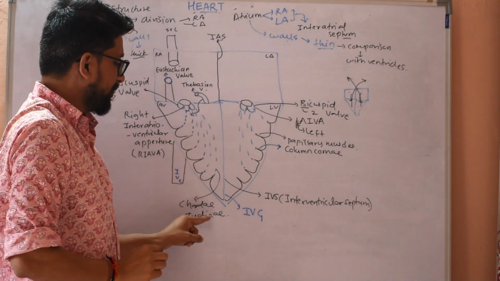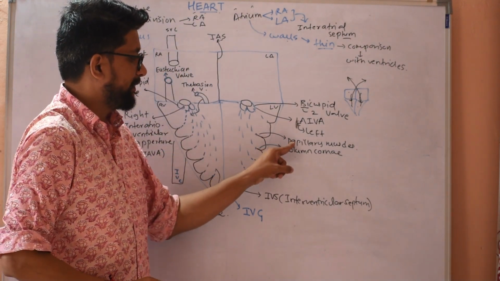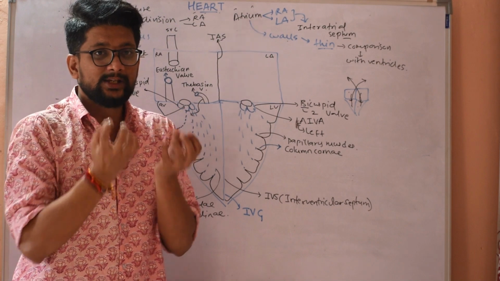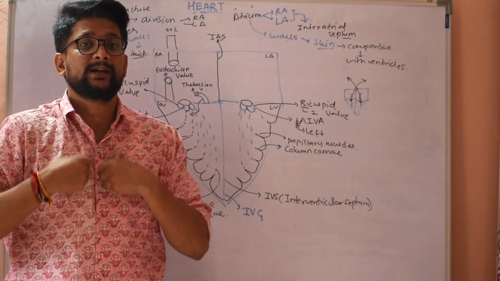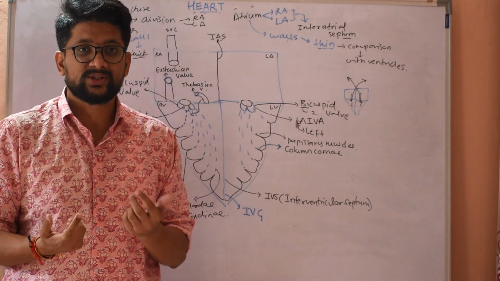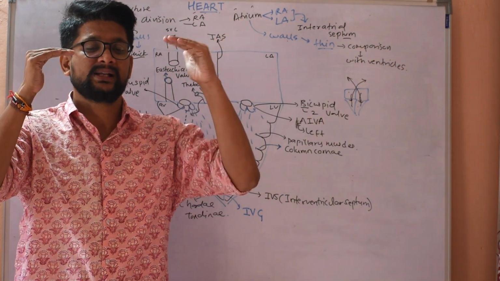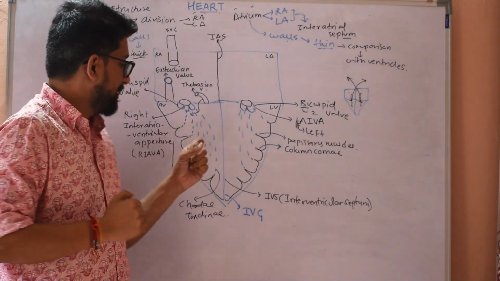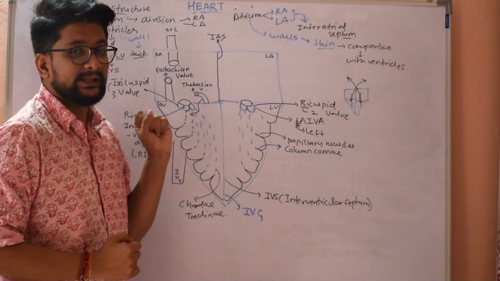So, the main function of chordae tendineae, papillary muscles and columnae carneae is to open the tricuspid valve and bicuspid valve, due to which the blood filled in right atrium and left atrium comes down in the right ventricle and left ventricle.